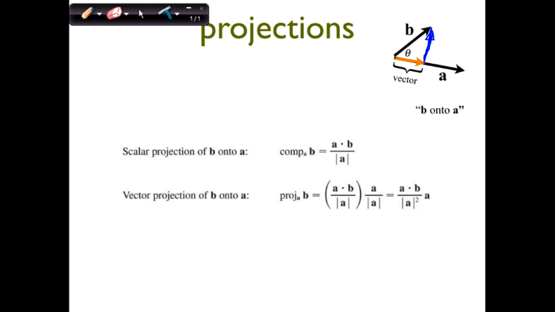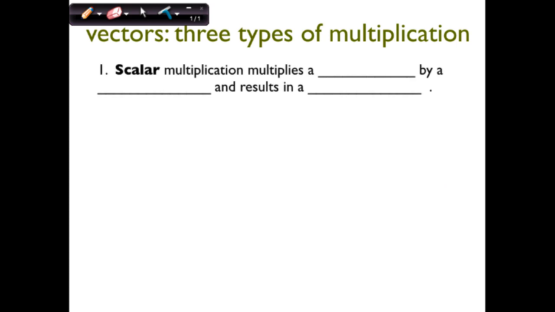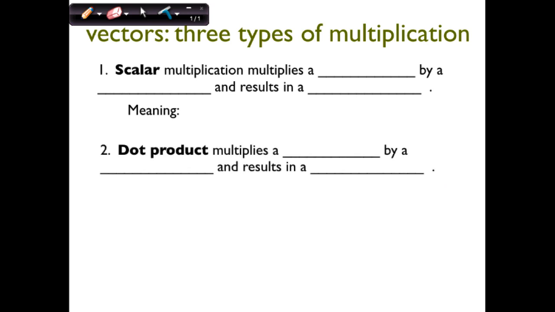You can do it. All right, let's talk about, with vectors, there's 3 types of multiplication. Scalar multiplication. Scalar multiplication multiplies a what by a what and results in a what, okay? And what's the meaning of scalar multiplication? Dot product multiplies a what by a what and results in a what? And what's the meaning? So I want you to take 2 minutes to talk through, fill in the blanks, and review the meanings of scalar multiplication and dot product.